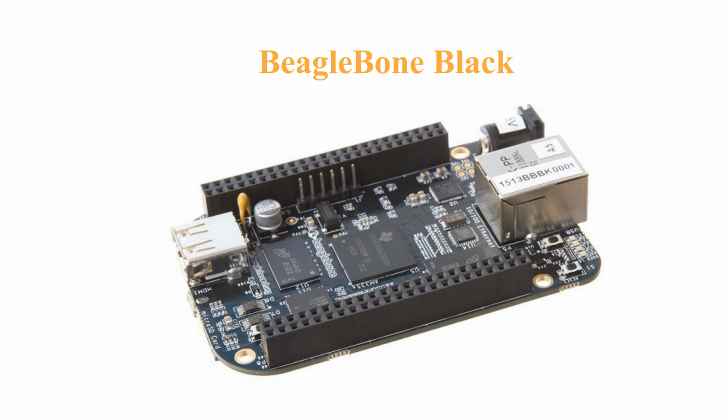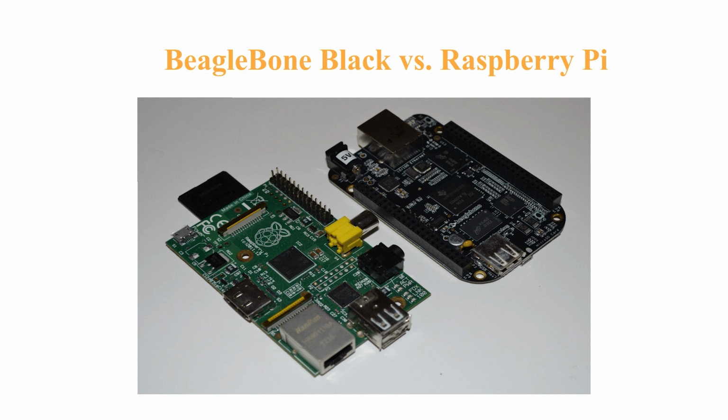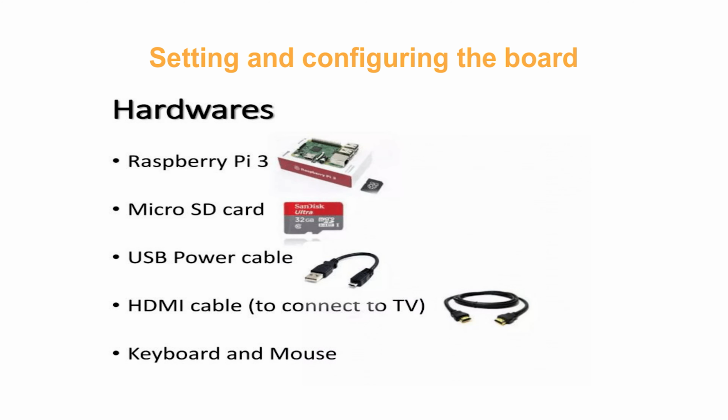Another competitor in the market is the BeagleBone Black. It is similar to the previous Raspberry Pi. They are the same, as BeagleBone Black and Raspberry Pi use the same kind of processor. When you are setting up and configuring the board, this is a very important component.